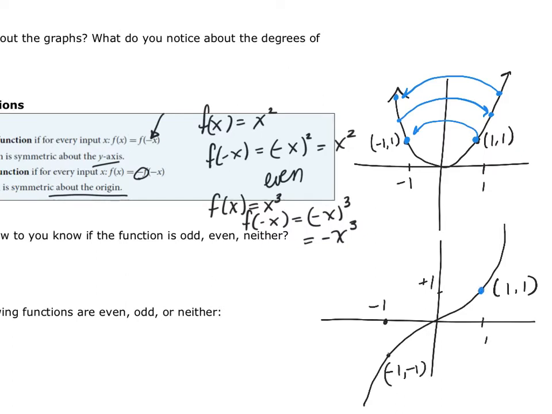So what happens here must have the symmetry across the origin here. So if I have this point, then across the origin I must have this point. So we have symmetry across the origin.